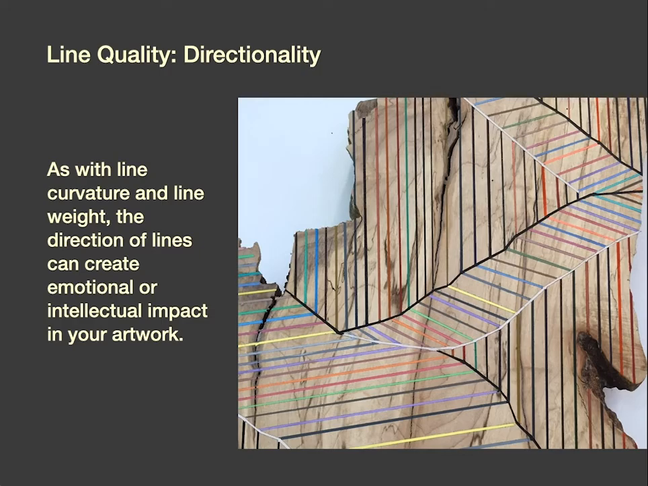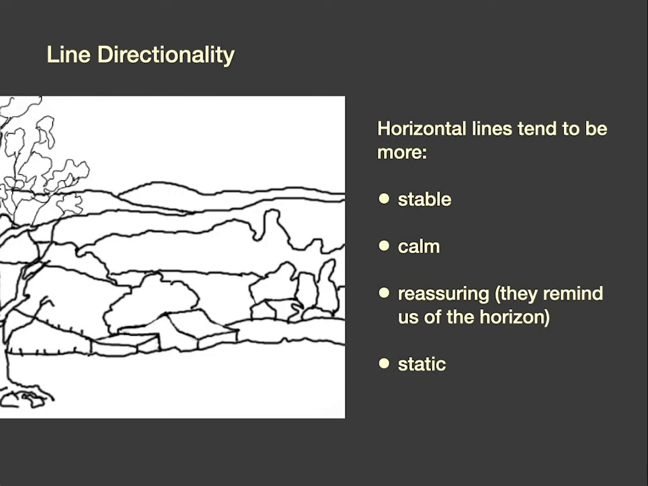Another line quality that has a great impact on mood and emotion is the directionality of lines. Horizontal lines, for example, tend to feel to people more stable, calm, reassuring, or static. And part of the reason that they do this is that we in our minds associate horizontals with the horizon of the earth, which is a familiar and constant landmark to most people. We also associate it with lying down, again, a comfortable position. So that stability kind of bleeds into how we interpret artwork that has a lot of horizontal lines.